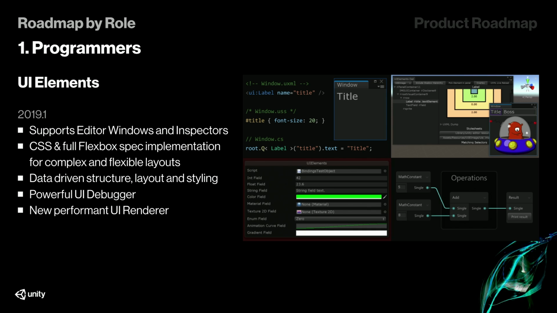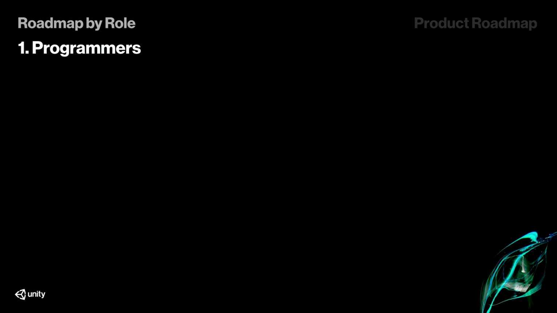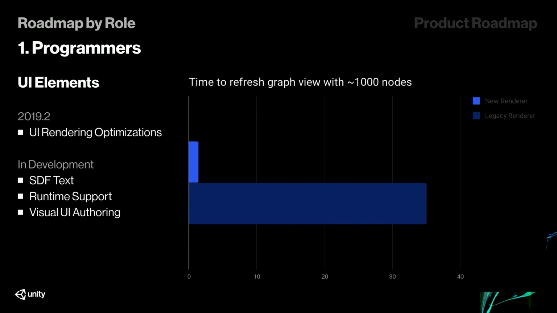It has a UI debugger, which is what you can see in the top right of those four. And it's a very performant new UI renderer compared to our old IMGUI that a lot of you may be familiar with. And in 19.2, we have huge rendering optimizations. As you can see from this gratuitous bar chart, it is far more optimal than it used to be. And this is an example given from a node graph where we're manipulating 1,000 nodes at once. So it's far more efficient.